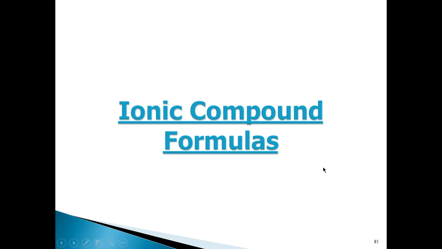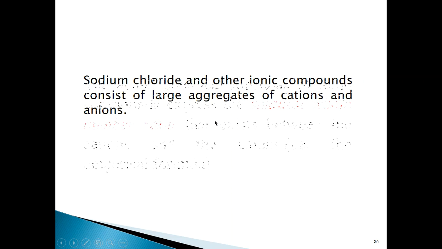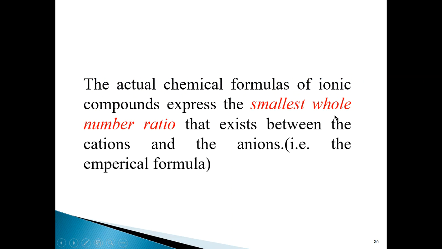Now, we can determine the formulas for ionic compounds based on the ratio of the ions that are present in the compound, right? Because as stated here, in ionic compounds such as sodium chloride, they consist of large aggregates of cations and anions. So the best way to represent their composition is to look at the smallest whole number ratio that exists between the cations and the anions. In other words, we look at their empirical formula.